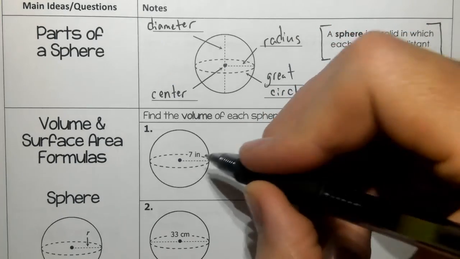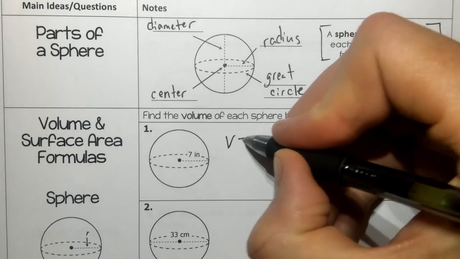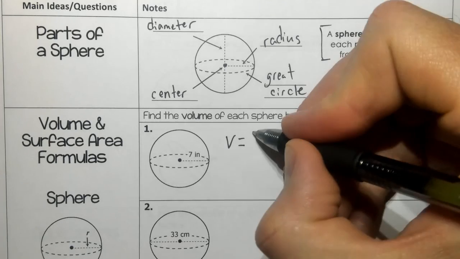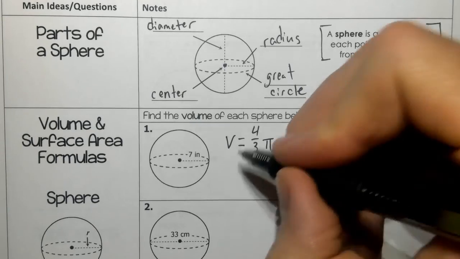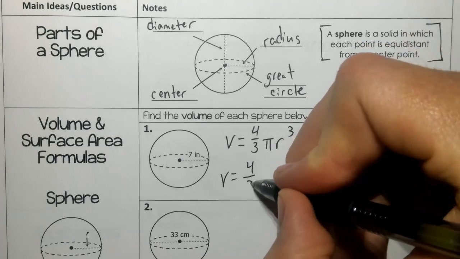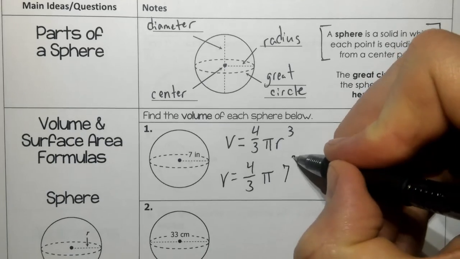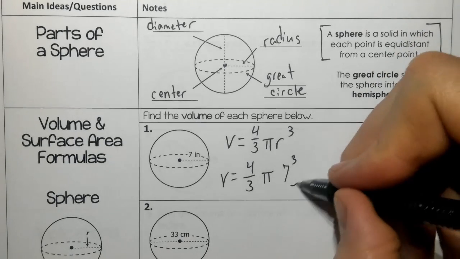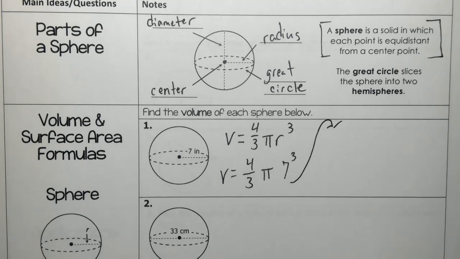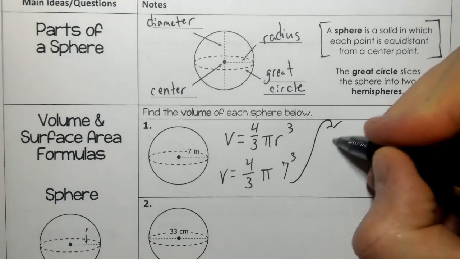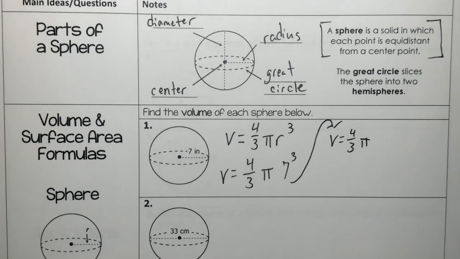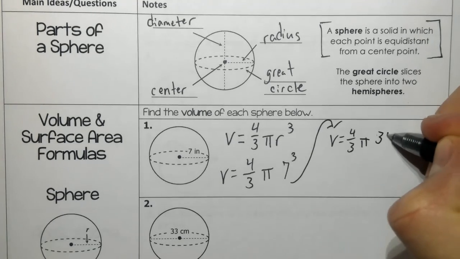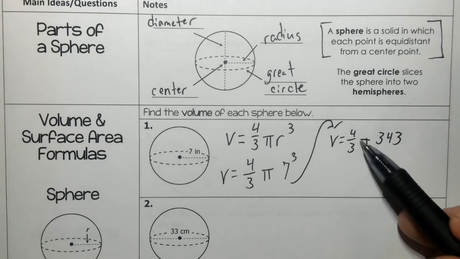So for the first one, V equals 4/3 pi r cubed. Okay, 4/3 times pi times 7 to the third power. All right, so I ran out of space. I'm going to go up here. So I would have V equals 4/3 times pi times 7 to the third power. It's 343.